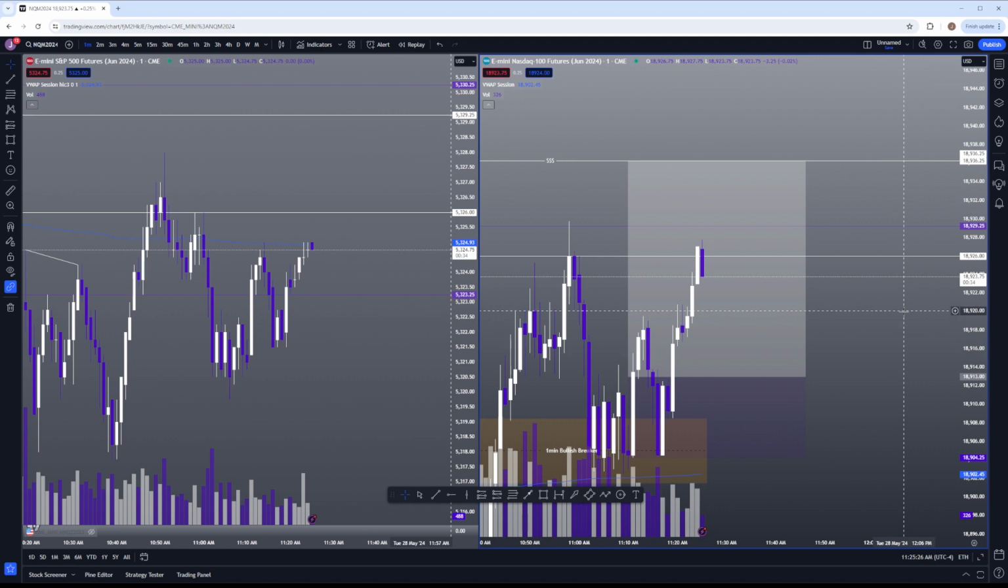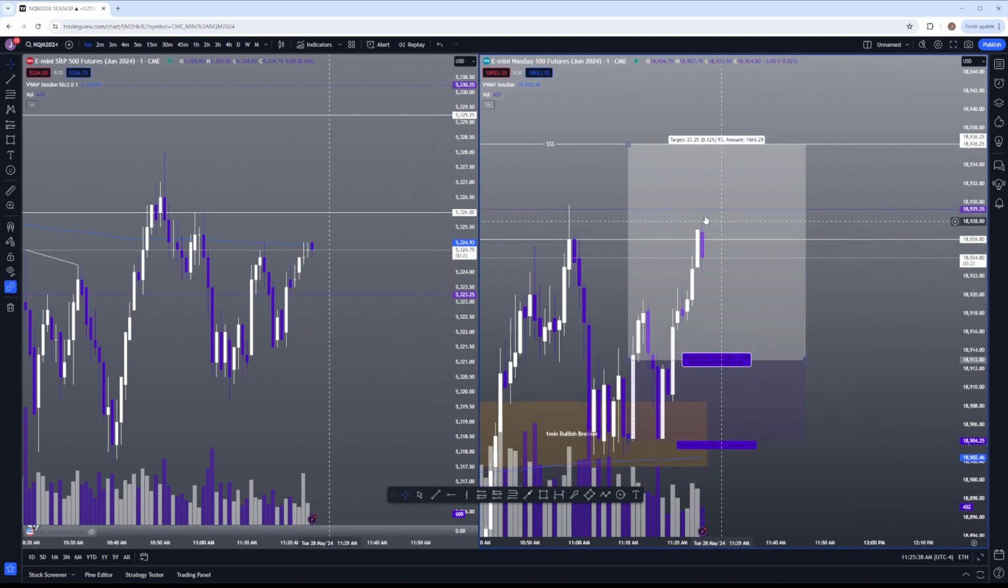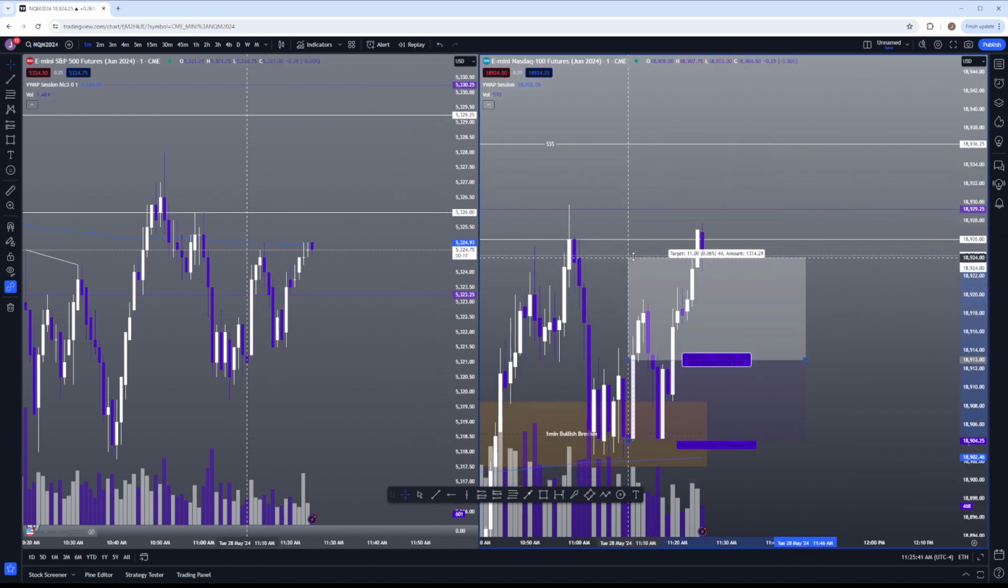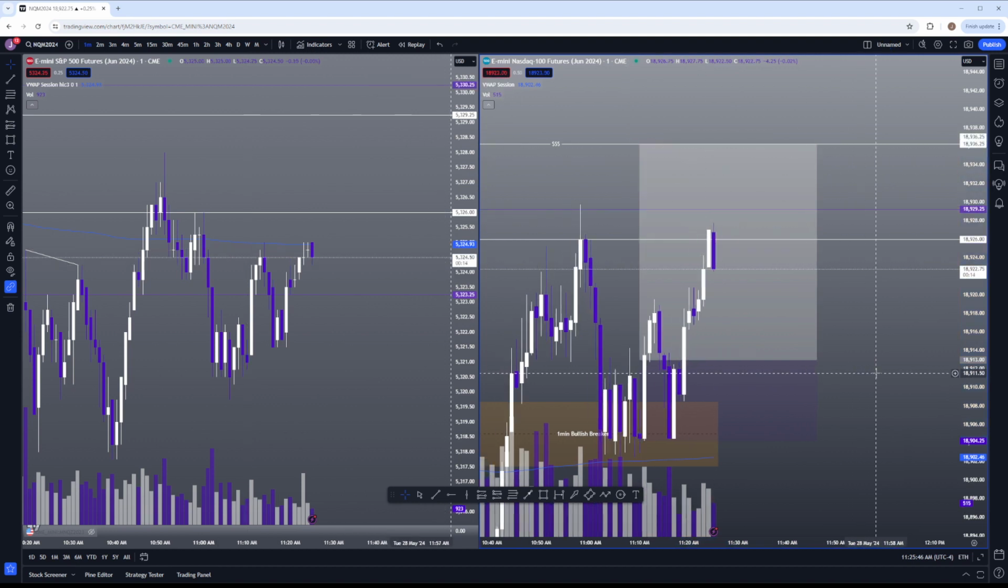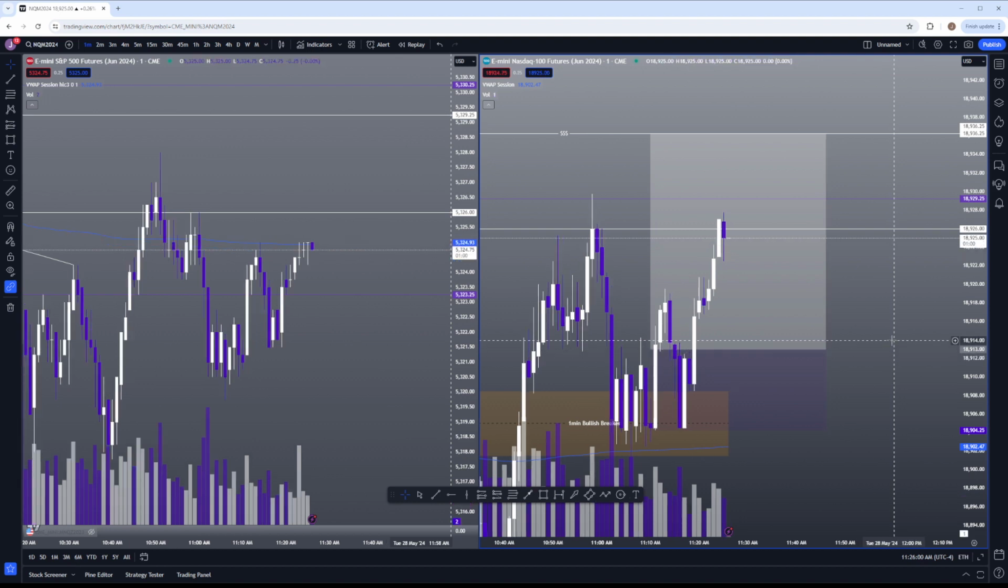We do have London close in 5 minutes. Again, guys, we're awfully close to that level. You don't have to hold for TP. You can always take your TP. We did hit 58 ticks. And we make that last little pump here and actually target those highs.